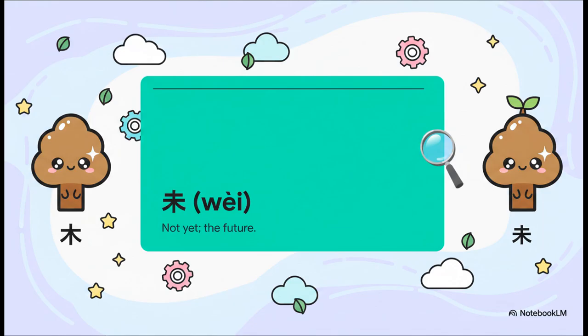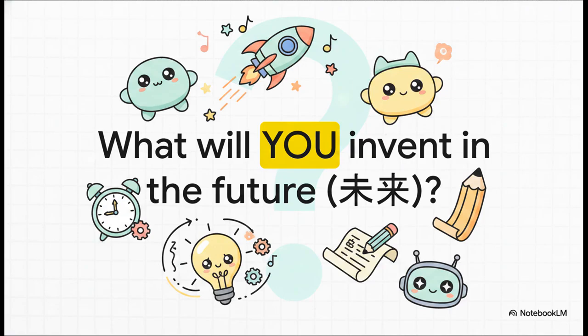First, picture the character of a tree, which is mu. Now look at wei. It's the same tree, but see that new, shorter branch growing right at the top? It symbolizes new growth, potential, everything that has not yet happened, the future. So our journey through time ends not with an answer, but with a question for you. We've seen how language has recorded our entire past, but now the timeline points forward. So, what will you create in the future?